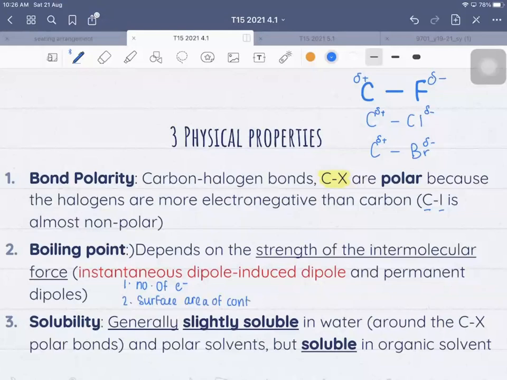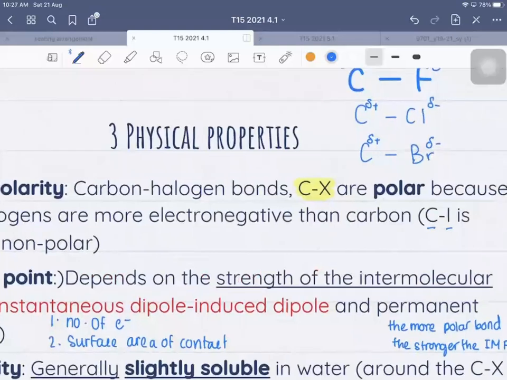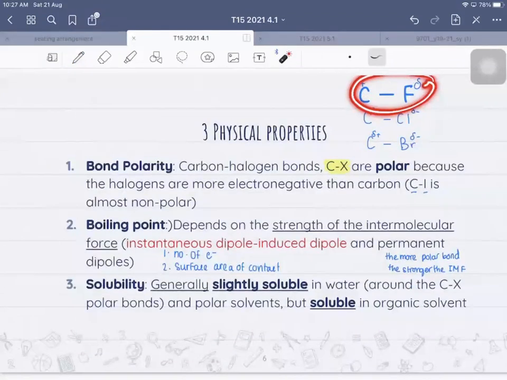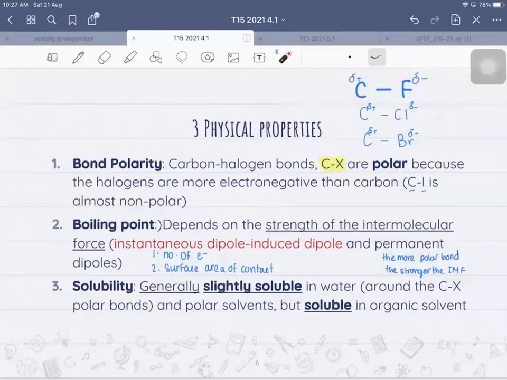And then for permanent dipoles, usually the idea is the more polar the bond, the stronger the IMF. So in the case of C-F versus C-Br, C-F is more polar, therefore you would expect the permanent dipole will be strongest in molecules that contain a carbon-fluorine bond.